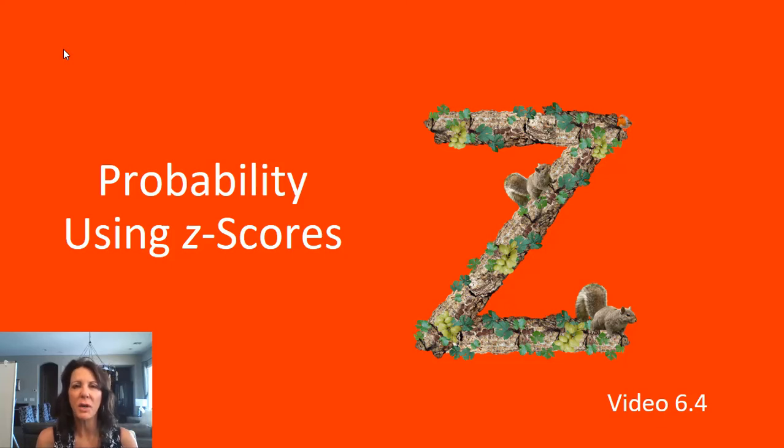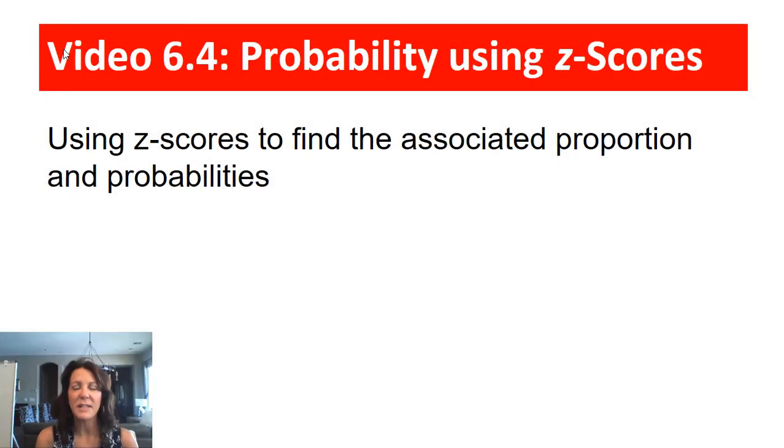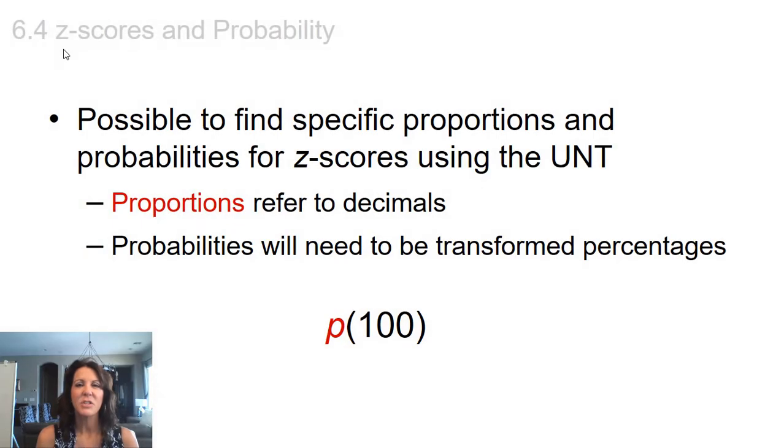In this video, we're going to find probability using z-scores. You can use a z-score to find the associated proportion and probabilities in a normal distribution. So we are going to use what we've used before, this unit normal table. If you don't have it out now, go ahead and take it out. We can find specific proportions and probabilities for certain z-scores using this unit normal table.